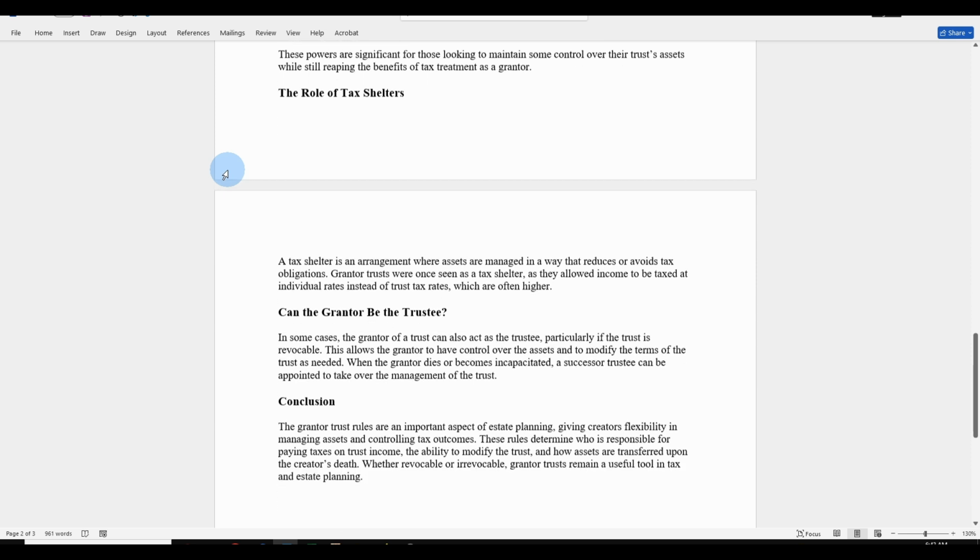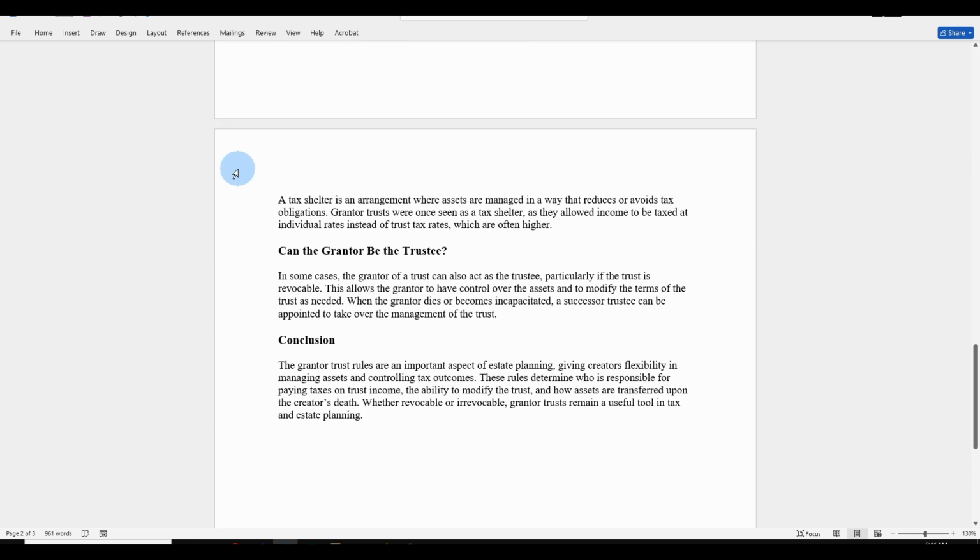The role of tax shelters. A tax shelter is an arrangement where assets are managed in a way that reduces or avoids tax obligations. Grantor trusts were once seen as a tax shelter as they allowed income to be taxed at individual rates instead of trust tax rates, which are often higher.